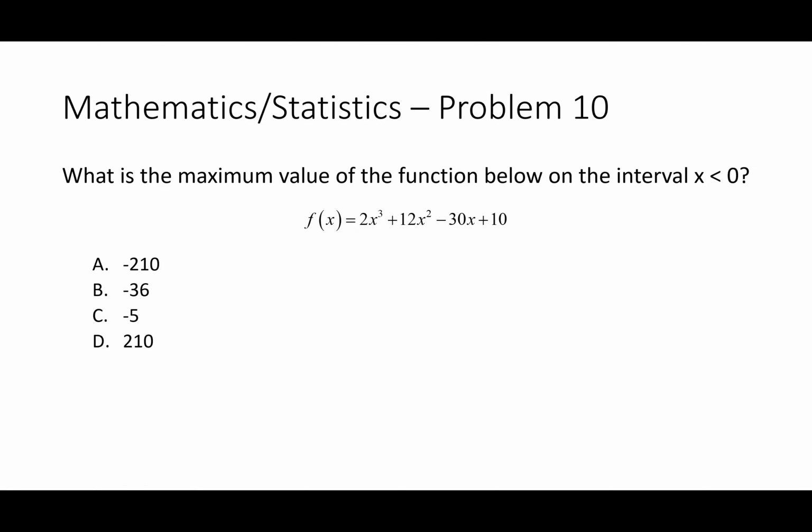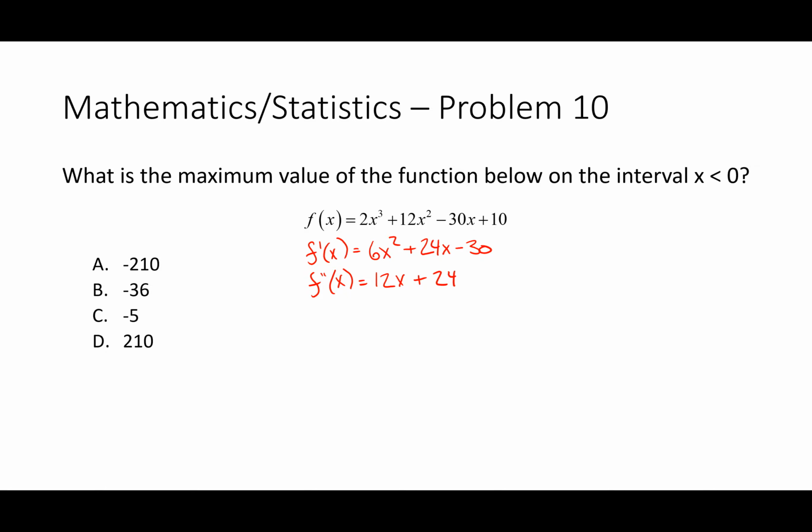Okay, so this is a perfect example to break out your first and second derivatives. So let's do the first derivative. I think we can do that one pretty quickly. 2 times x cubed, the derivative is 6x squared, plus 12x squared derivative is 24x, minus 30. And then the second derivative is going to be 12x plus 24.